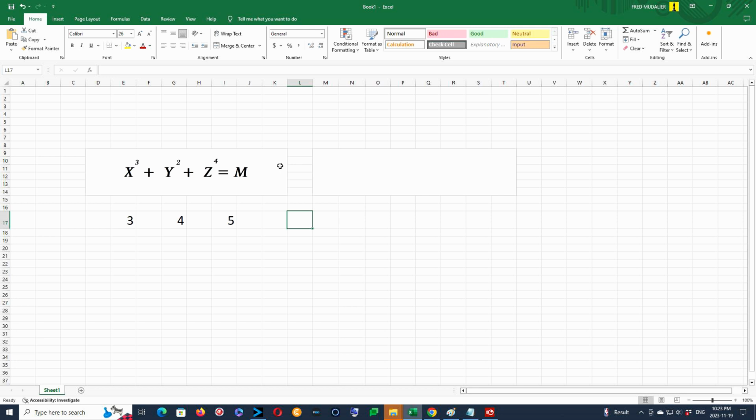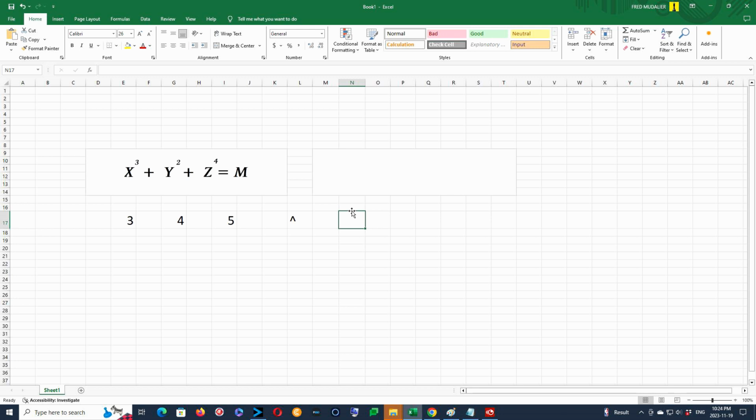In Microsoft Excel, you can use the caret key to raise any number. This is the caret key. It is the symbol for the exponent function. The caret key is usually found across the top of the keyboard. So this is how you would enter the numbers.